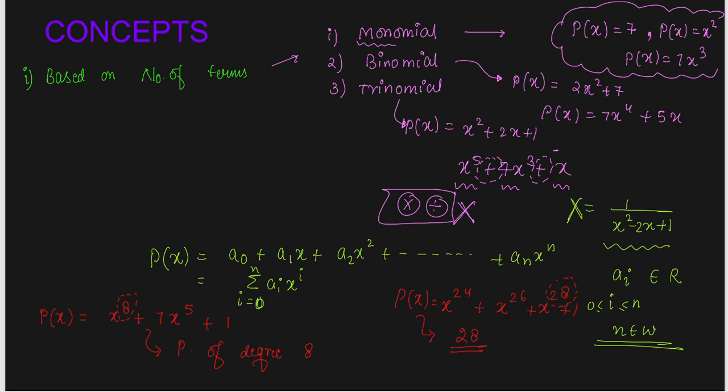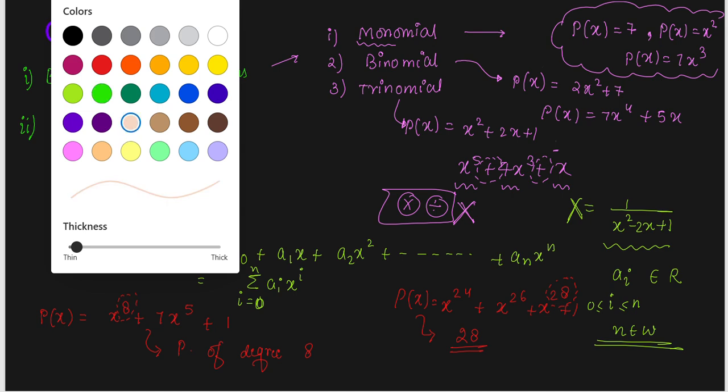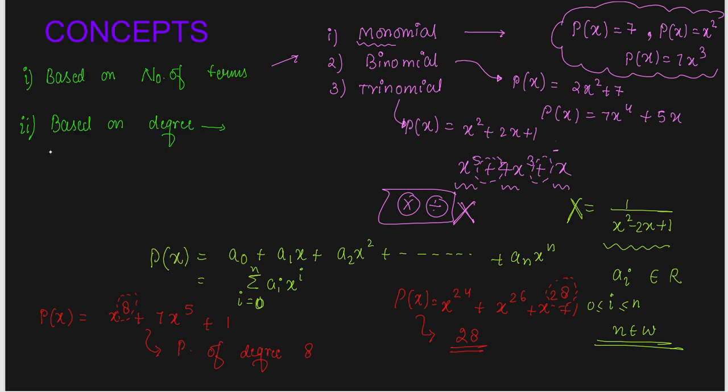Alright, then this was on the basis of number of terms. The second classification is on the basis of degree, based on the degree of the polynomial. So we have a different classification, which is your linear polynomial. What do we understand by the linear polynomial? Linear means just 1. If the polynomial has degree 1, the highest power is 1, it is called a linear polynomial.